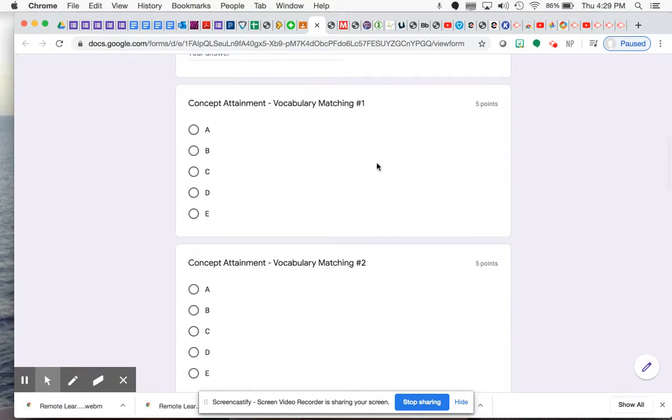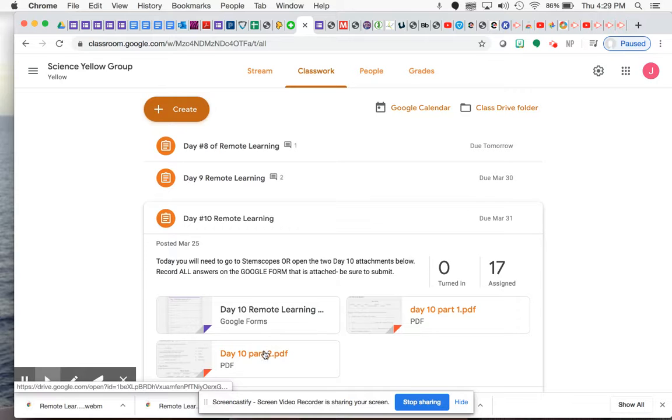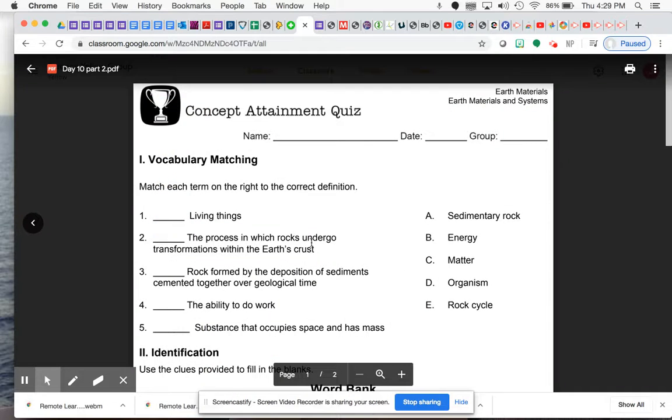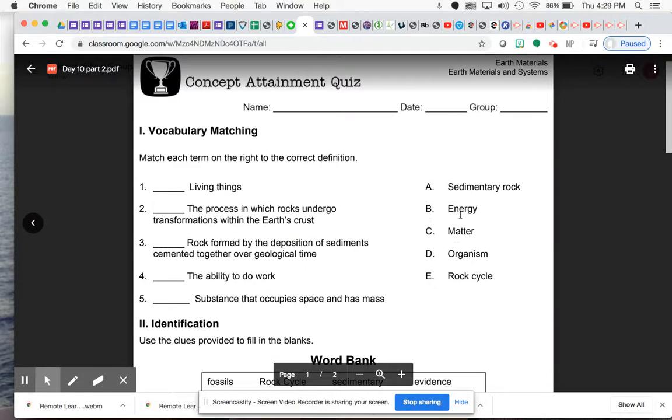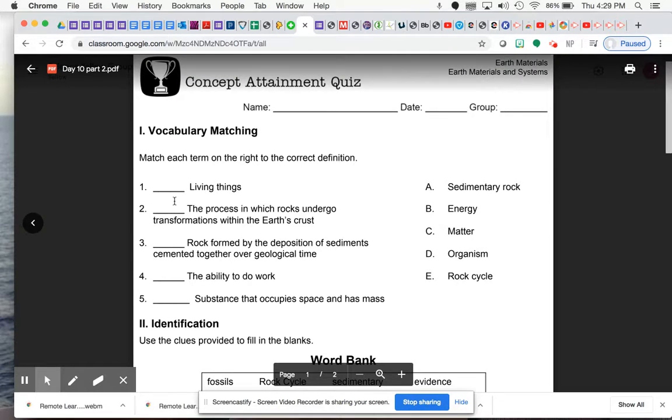For the next part, let's start with the vocabulary matching first, which is going to be on the second page. You have 5 vocabulary terms: A, sedimentary rock; B, energy; C, matter; D, organism; and E, rock cycle. And then you're going to match them to the 5 things that are the definitions.